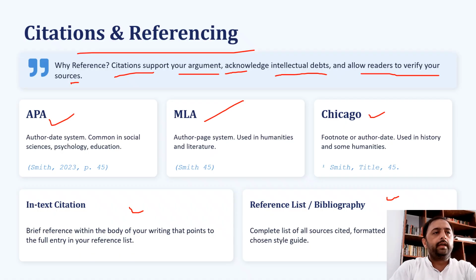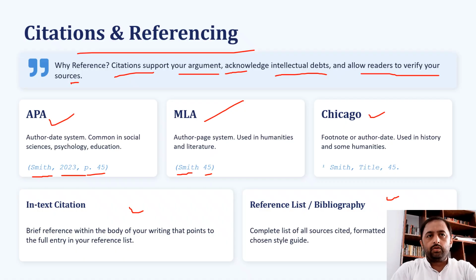In APA, you have to use the author-date system, common in the sciences. You can see here first the name, followed by the year, and after that the page number. In MLA, you have to write the author name and page number. Do not write p. or the year.